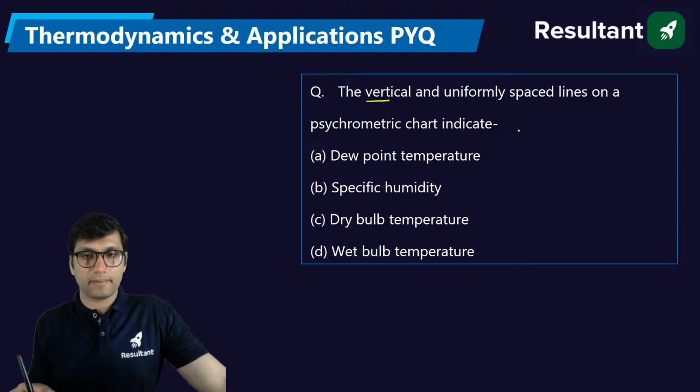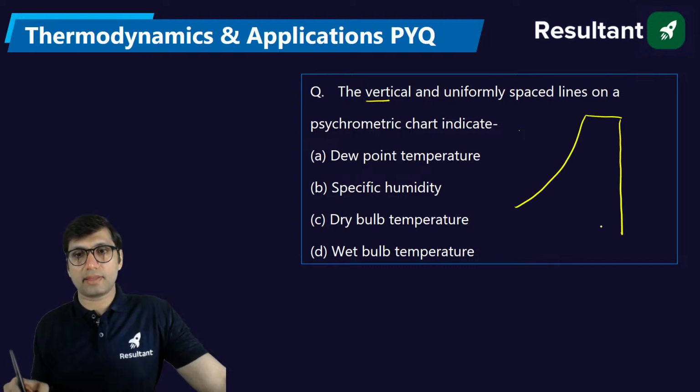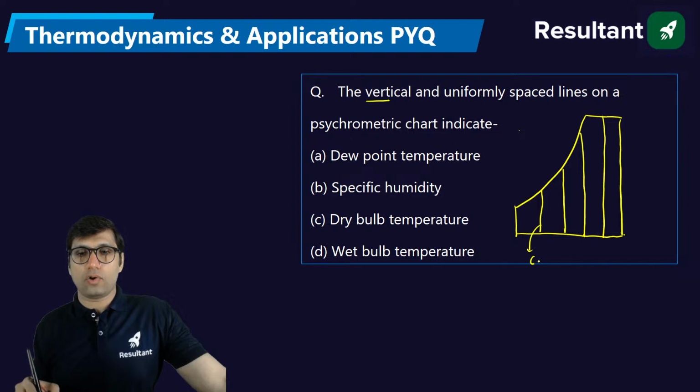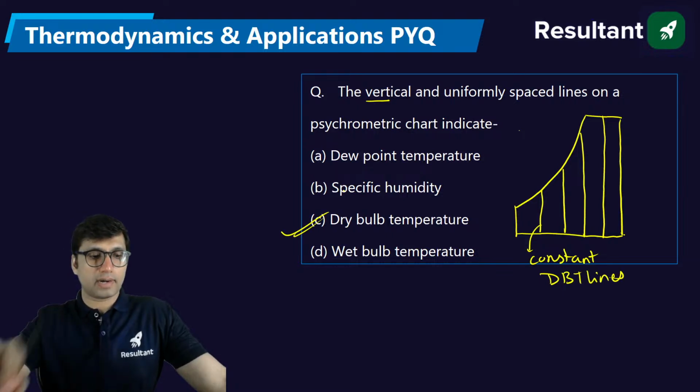The vertical and uniformly spaced lines on the psychrometric chart. So this is the psychrometric chart. On the psychrometric chart, the vertical and uniformly spaced lines are called constant dry bulb temperature lines. These are dry bulb temperature lines.